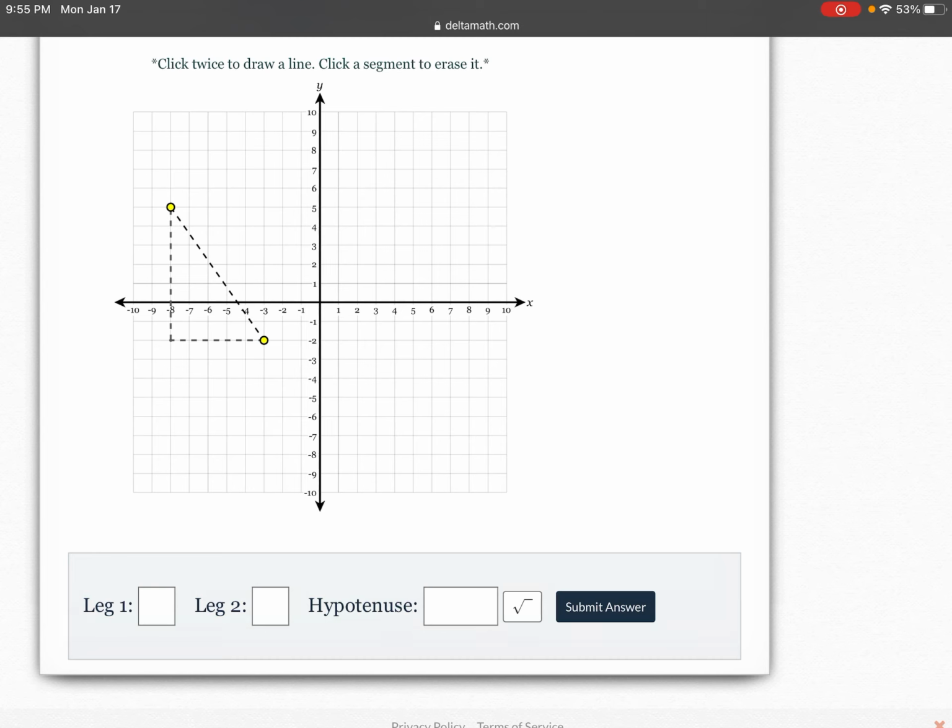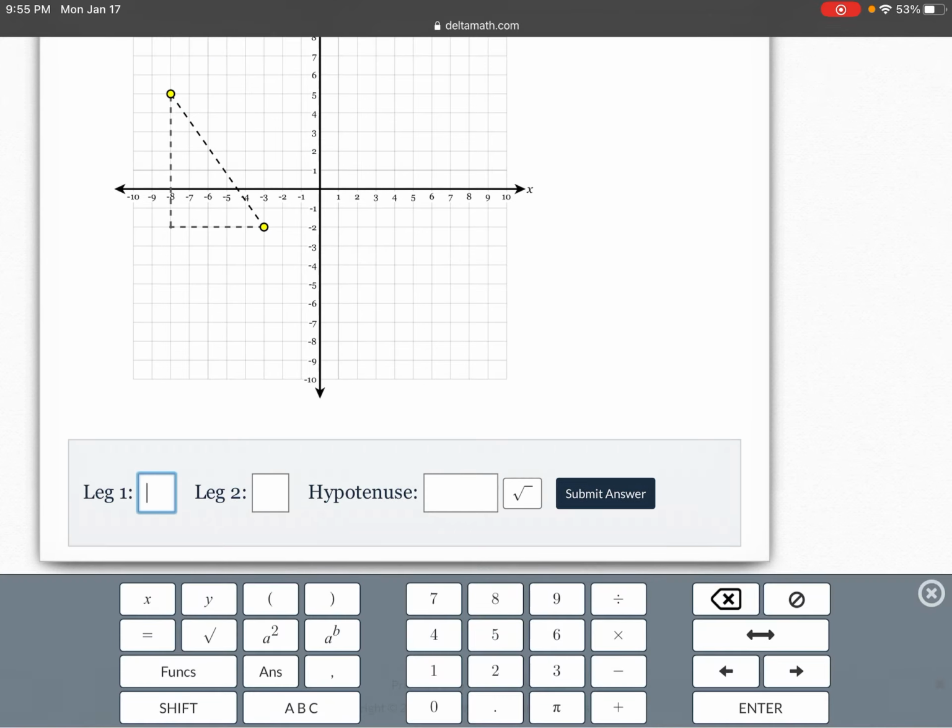All right, so leg one, I'm going to count the boxes going down. 1, 2, 3, 4, 5, 6, 7. So leg 1 is 7 units down, and then I'm going to go across. 1, 2, 3, 4, 5. So the bottom of the triangle is 5 boxes long, so that's 5.